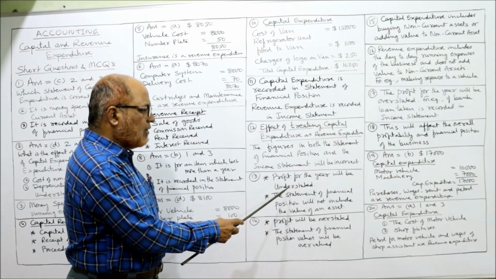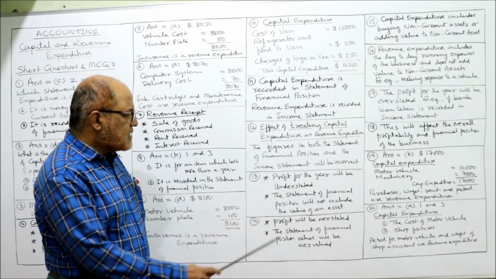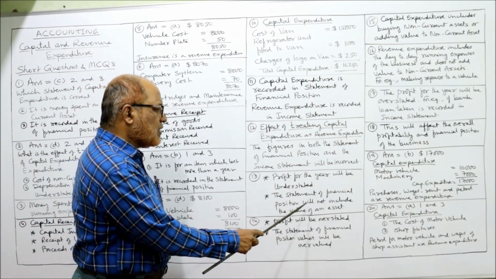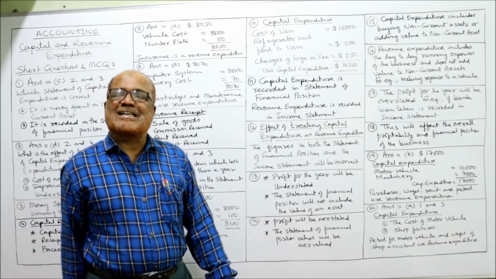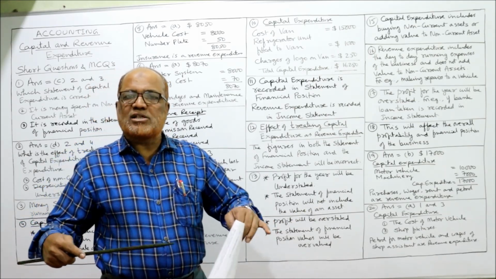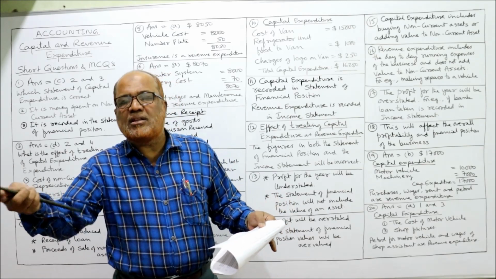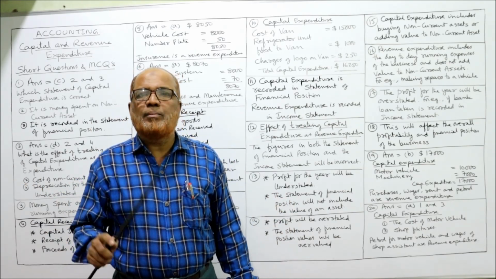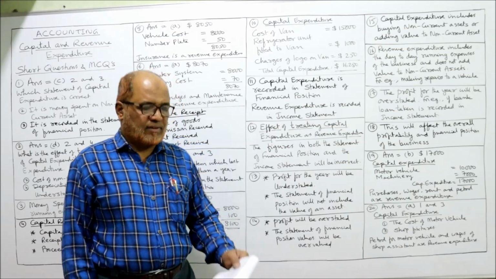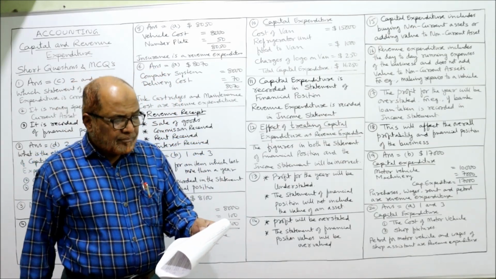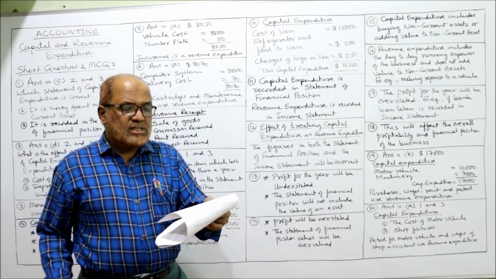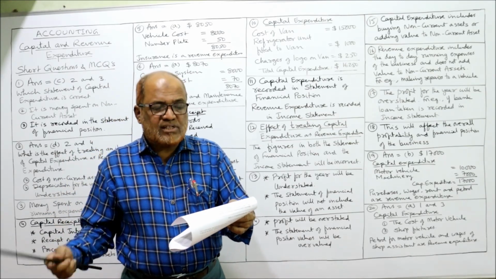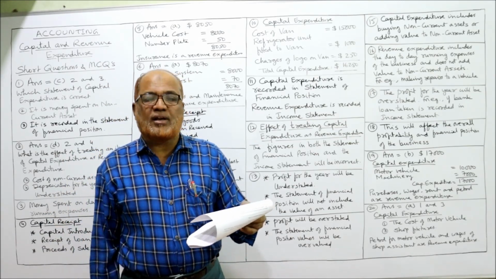So profit for the year will be understated, first effect. Second, the statement of financial position will not include the value of an asset. Photocopier is purchased, but it is not taken in the statement of financial position. The non-current assets will be decreased. That is the effect.